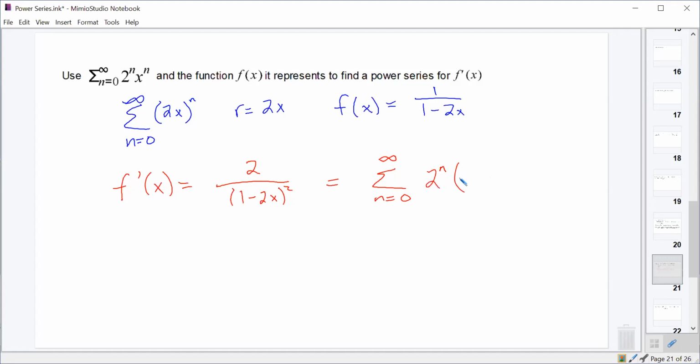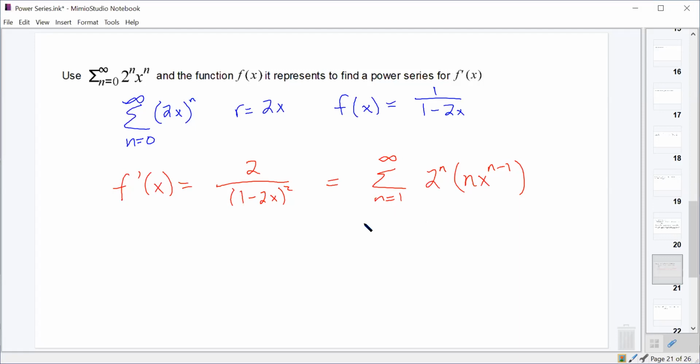It's n x to the n minus 1. Good or no? And we should be able to simplify this out a little bit. Oh, sorry, we should change the index. I forgot to do that, that's my fault. Anytime you take the derivative, you gotta change the index, n equals 1.